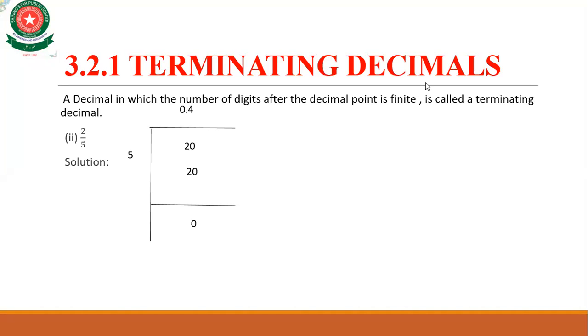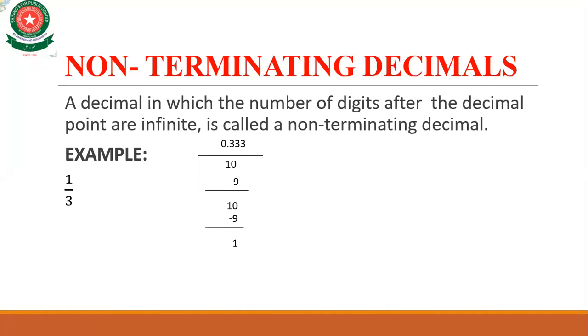Now, the next one is non-terminating decimals. What is a non-terminating decimal? A decimal in which the number of digits after a decimal point are infinite is called a non-terminating decimal. A decimal in which the number of digits after the decimal point is infinite is called a non-terminating decimal.